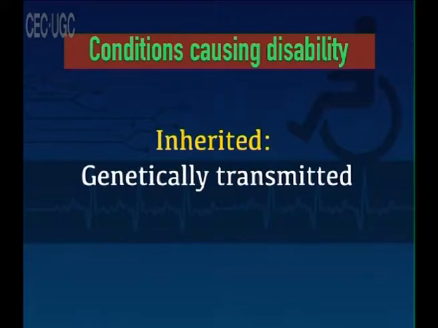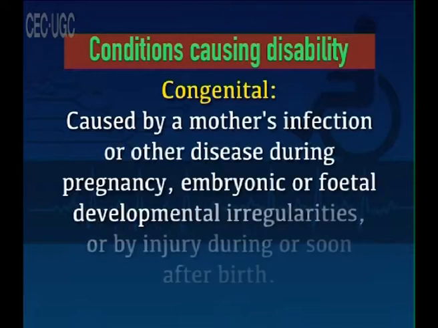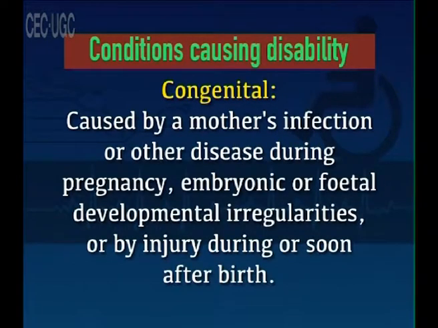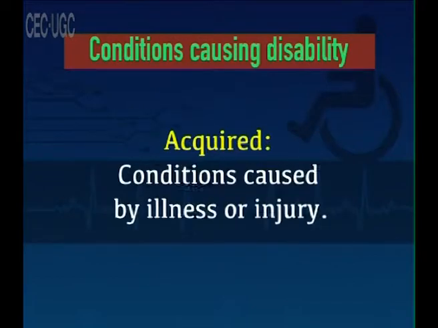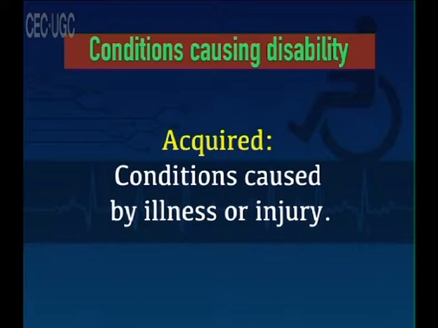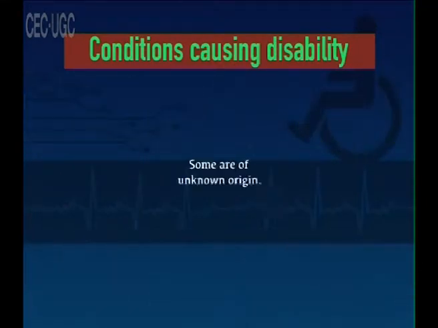Disability is a consequence of an impairment that may be physical, cognitive, mental, sensory, emotional, developmental, or some combination of these. A disability may be present from birth or occur during a person's lifetime. The conditions causing disability are classified by the medical community as, first, inherited, that is genetically transmitted. Second, congenital, meaning caused by a mother's infection or other disease during pregnancy, embryonic or fetal development irregularities, or by injury during or soon after birth. And the third condition is acquired, such as conditions caused by illness or injury, while some are of unknown origin.